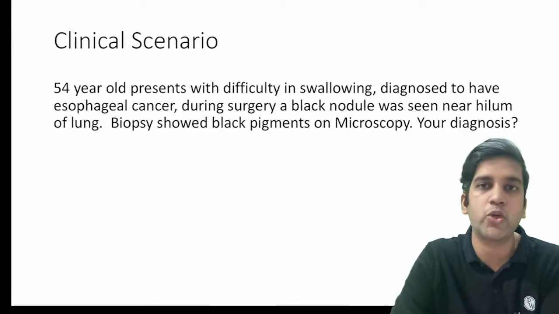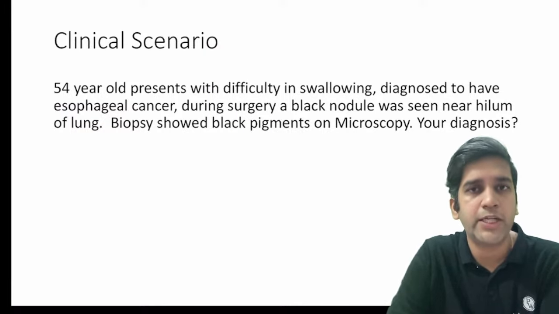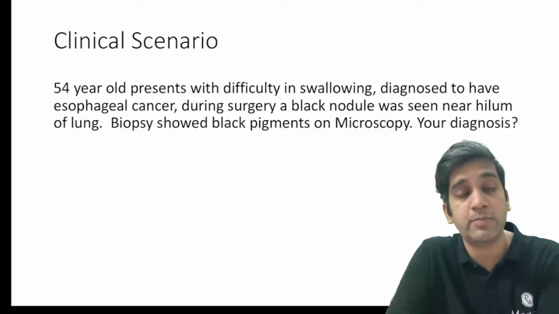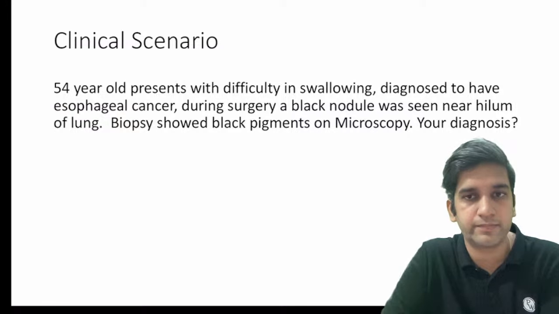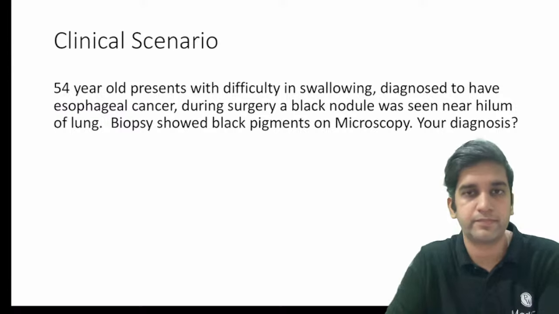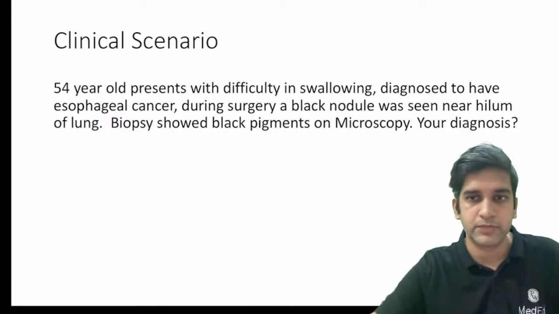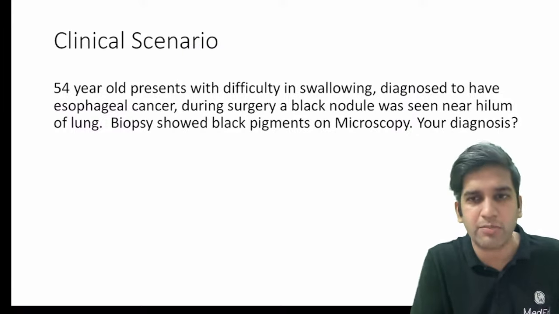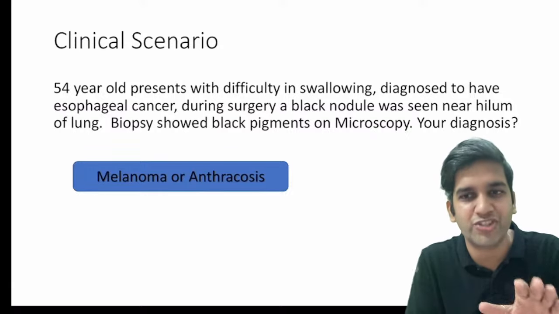A 54-year-old with difficulty in swallowing is diagnosed to have an esophageal cancer. This came in a NEET PG exam. During surgery, a black nodule was found near the hilum. Black pigments were seen in microscopy. Your diagnosis? It's a carbon, right? An anthracotic pigment or carbon. The doubt is melanoma or anthracosis.